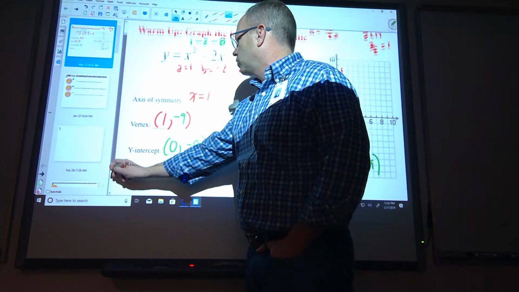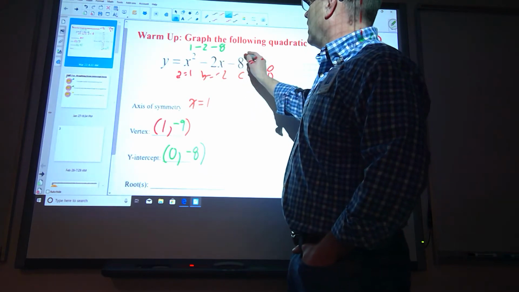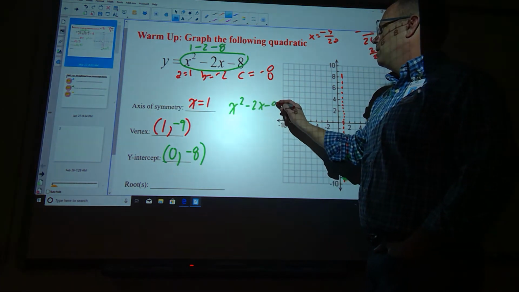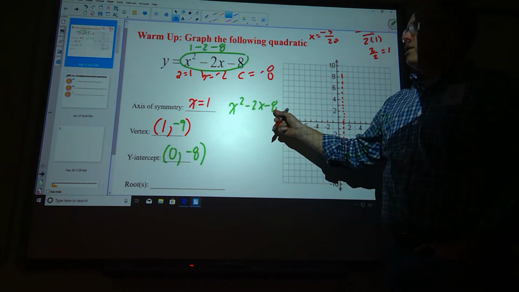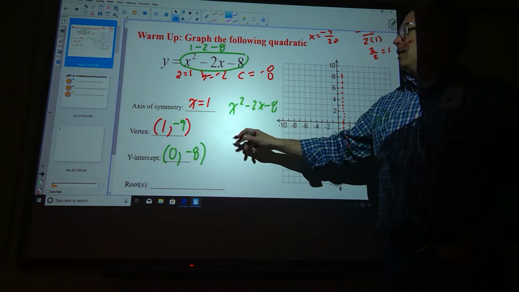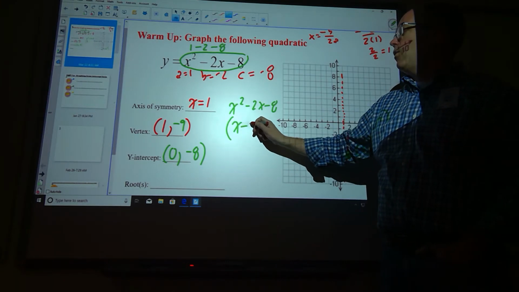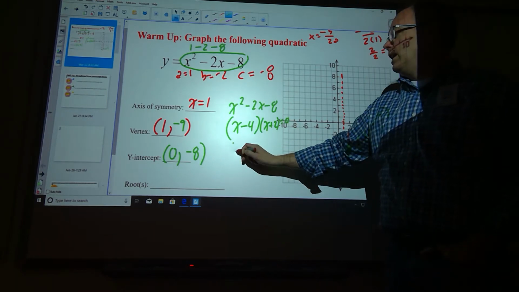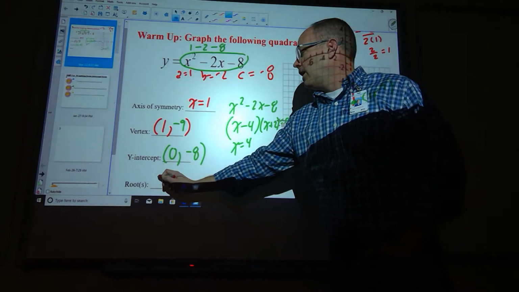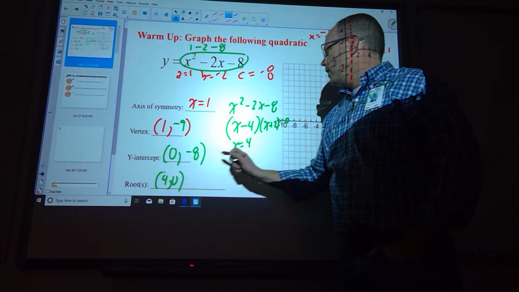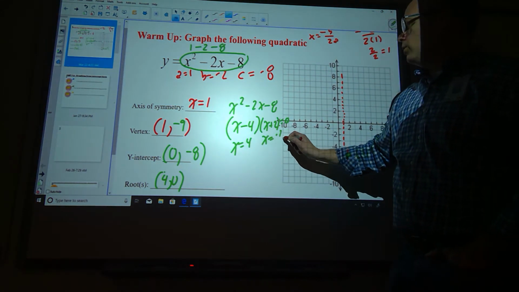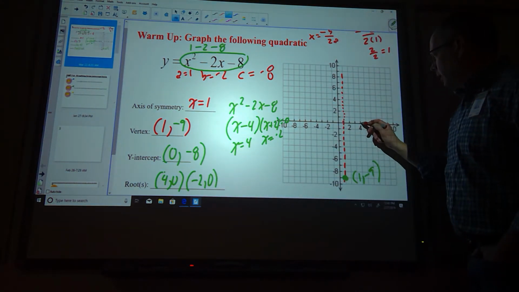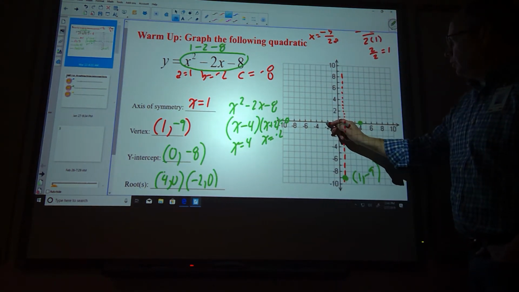Oh, and they don't want us to pattern graph. It looks like they want us to find the roots. So that means I want to factor this now. So I'm going to take x squared minus 2x minus 8. The numbers that multiply together to give me -8 and add together to give me -2. So I have -4 and +2. And I set those equal to 0. So I get x equals 4, so I have a root at (4, 0), and x equals -2, so that gives me (-2, 0). So 4 zeros right here, -2 zeros here.